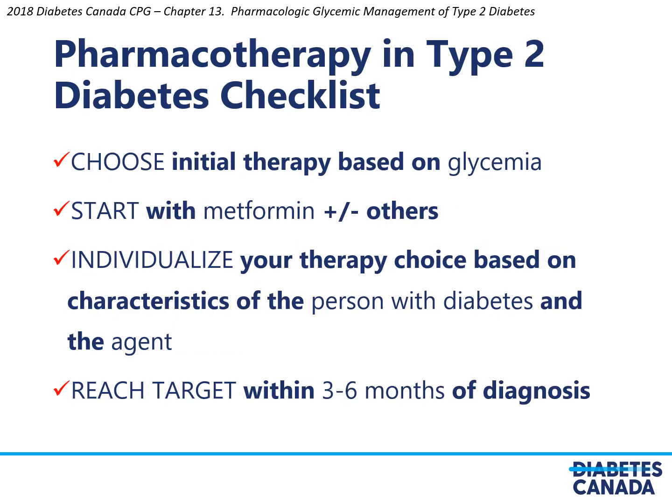This slide shows a checklist illustrating some of the key principles in the pharmacologic glycemic management of type 2 diabetes. These include choose initial therapy based on the degree of glycemia, start with metformin, with or without other anti-hyperglycemic agents, individualize therapy based on characteristics of the person with diabetes and the anti-hyperglycemic agent, and finally make timely adjustments to attain the target A1C within 3 to 6 months of diagnosis.